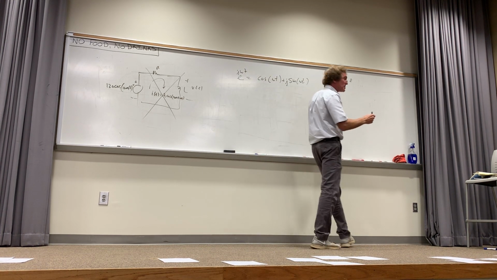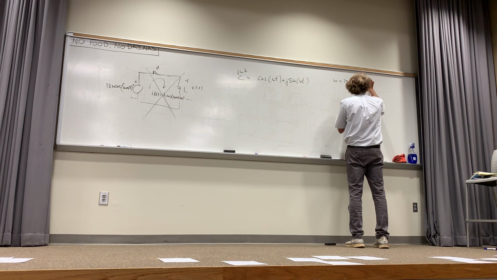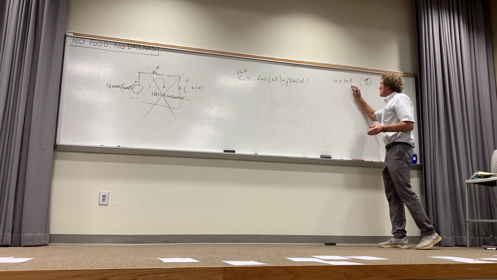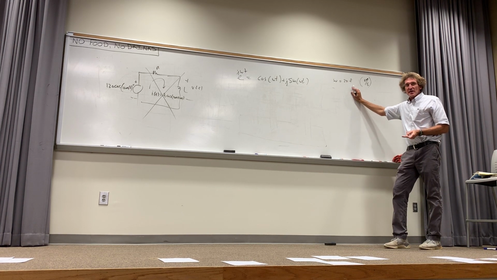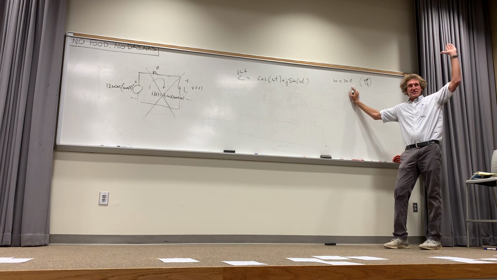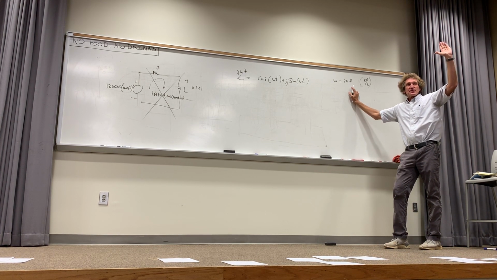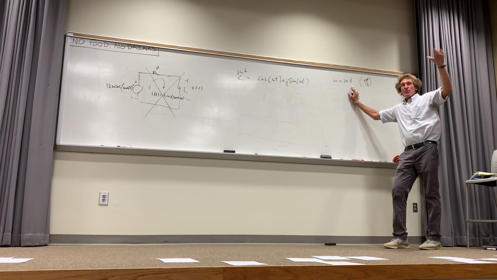Every engineer probably knows this well. Omega is in radians per second. F is in hertz or cycles per second. How many know the relationship omega is 2 pi f? How many have seen this? If you come through physics, you've seen it, right? If you're a mechanical engineer, you've seen it. If you're an aero engineer, you've seen it.